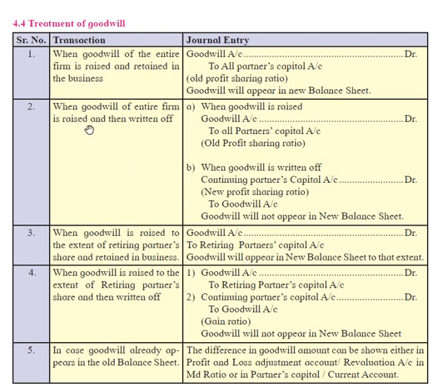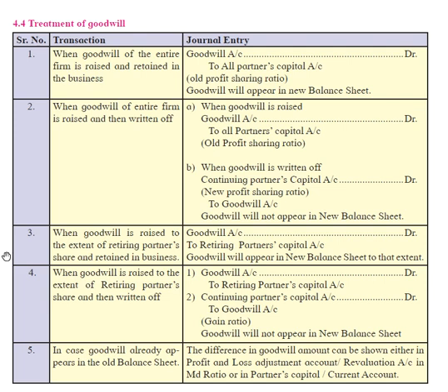And the second one is when goodwill of the entire firm is raised and then it is written off at that time. So when goodwill is raised, goodwill account is debited to all partners' capital accounts in the old profit sharing ratio. And when goodwill is written off, that written off amount will be debited to the partners' capital accounts in the new profit sharing ratio. So goodwill will not appear in the new balance sheet. This goodwill written off amount will not appear in the new balance sheet.